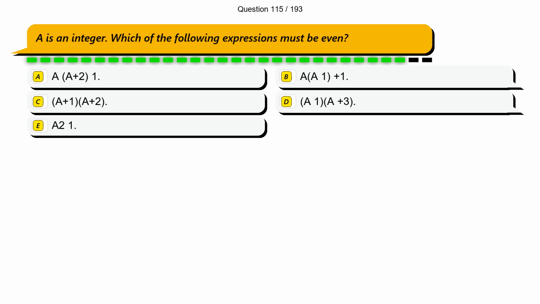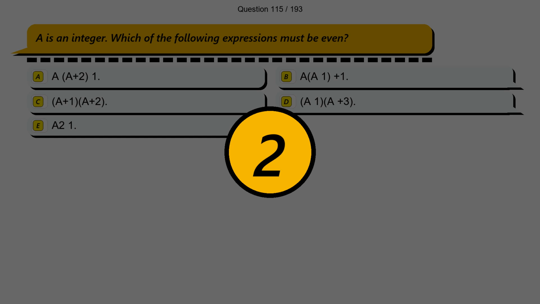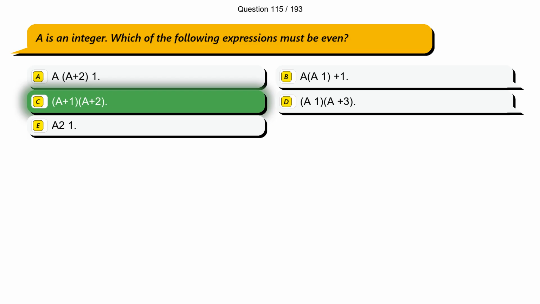Question 115. A is an integer. Which of the following expressions must be even? Option A, a plus 2, times 1. Option B, a times 1, plus 1. Option C, a plus 1, times a plus 2. Option D, a times 1, times a plus 3. Option E, a times 2, times 1. The correct answer is option C, a plus 1 times a plus 2.